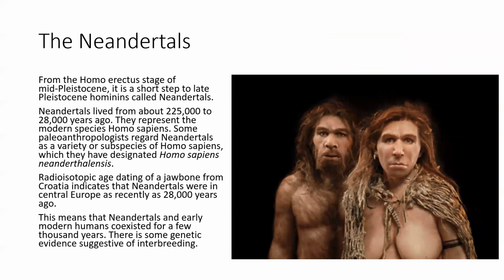From the Homo erectus stage that lived during the mid-Pleistocene is a short step to the late Pleistocene hominids called Neanderthals. Neanderthals lived from about 225,000 years ago to 28,000 years ago, and they represent the modern species Homo sapiens. Some paleoanthropologists regard Neanderthals as a variety or just a subspecies of Homo sapiens. So you'll see them called Homo sapiens neanderthalensis, right? They actually are Homo sapiens. They're just a subspecies within us.